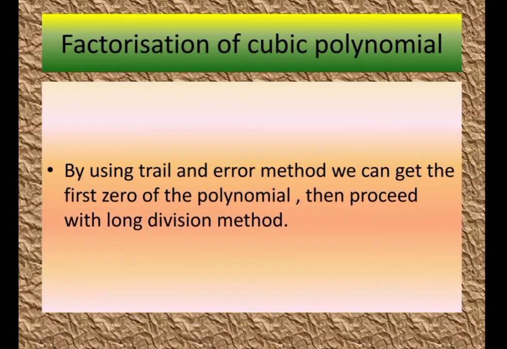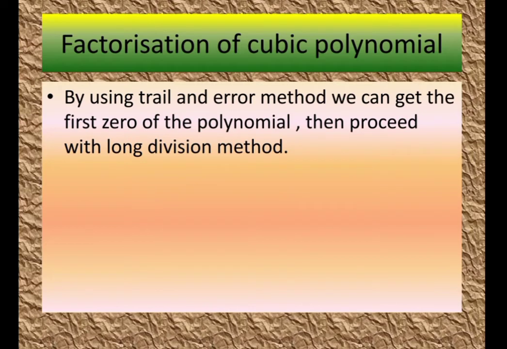Factorization of cubic polynomial. For a cubic polynomial, we can't use splitting the middle term. We need to use some other, different method. That is nothing but the trial and error method. In the trial and error method, as we learned, if p of a equal to 0, we can tell x minus a is a factor. We are going to use that concept over here.